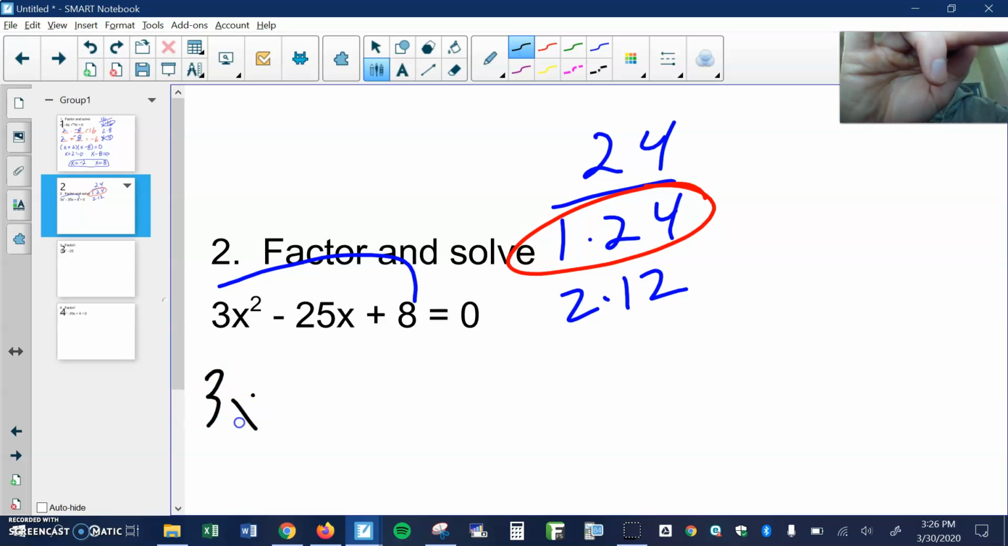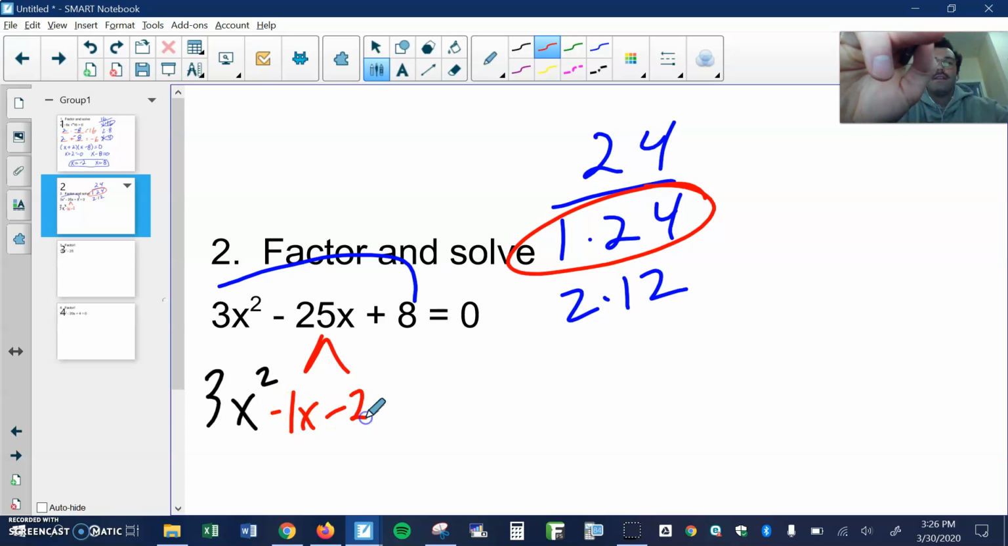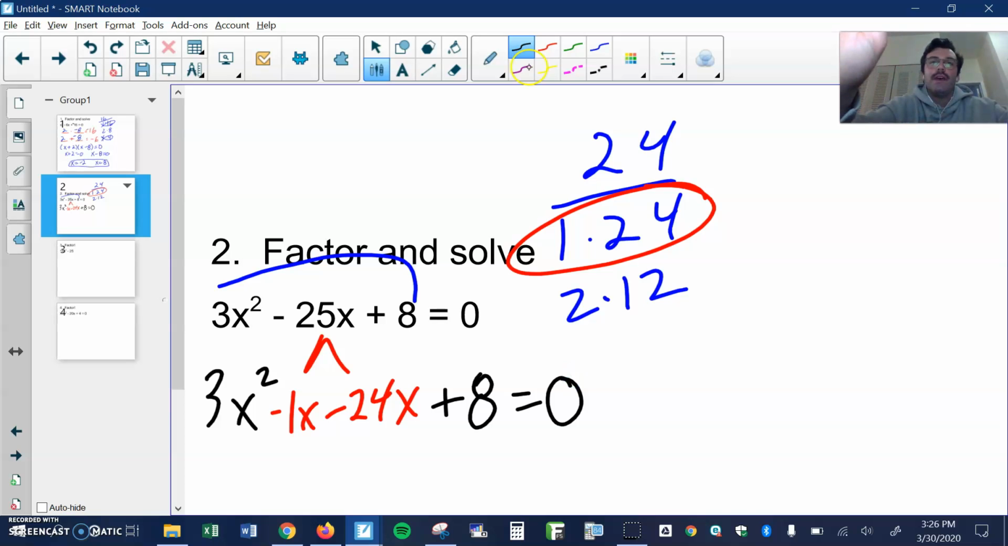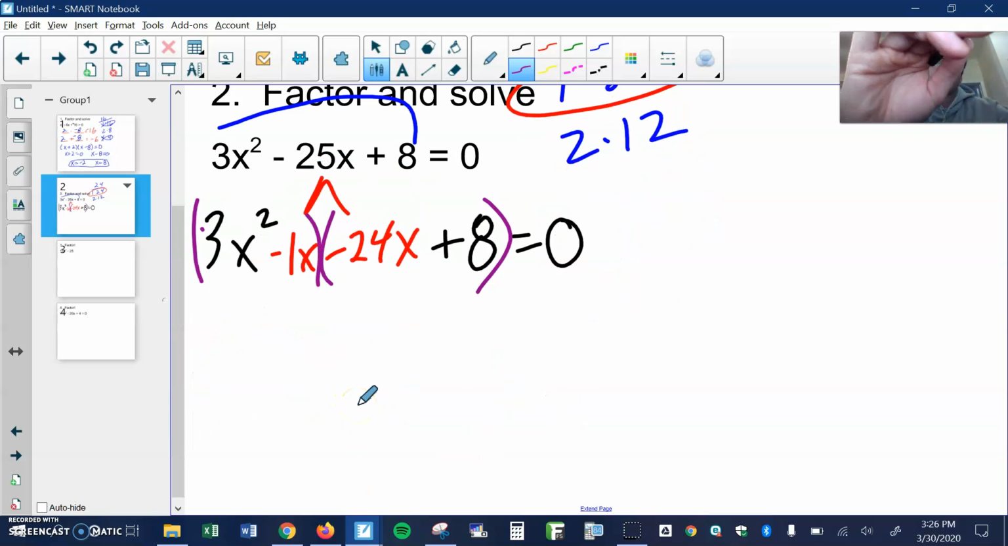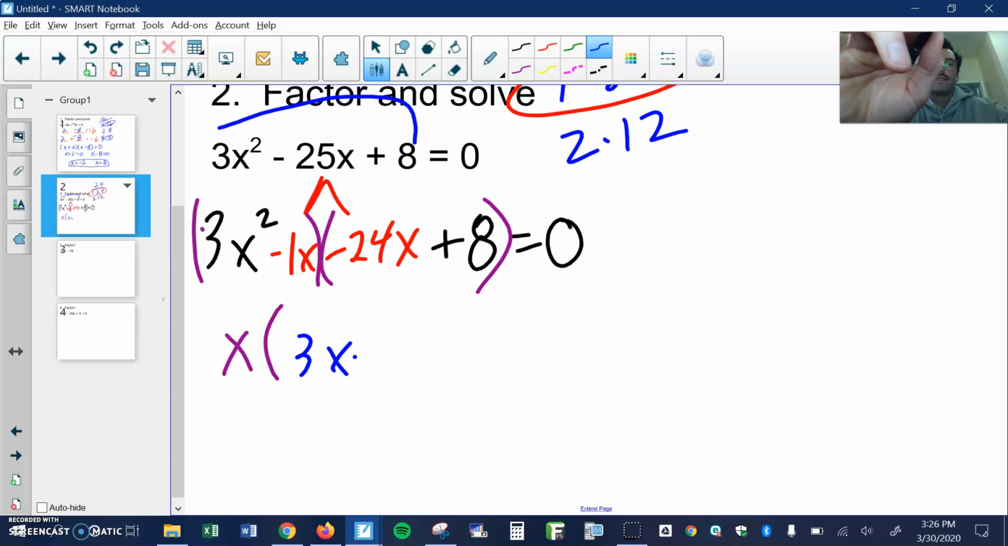So 3x squared comes down. The minus 25x becomes negative 1x minus 24x, and then the positive 8 comes down as well, and that equals 0. When I have 4 terms, I group it 2 by 2 like this. I see, all right, what's the GCF between 3x squared and negative 1x? Well, that's an x. What's left over inside? 3x minus 1.